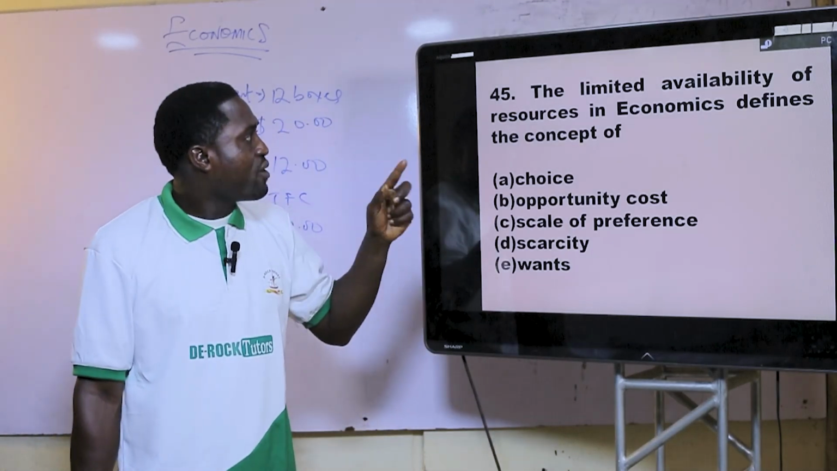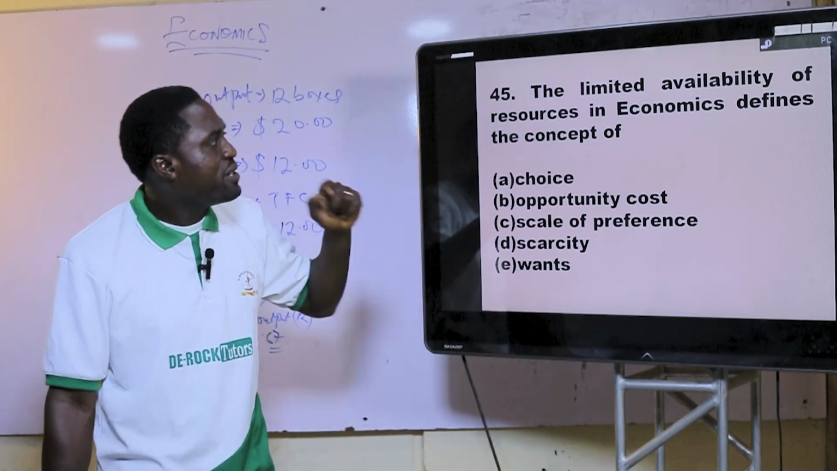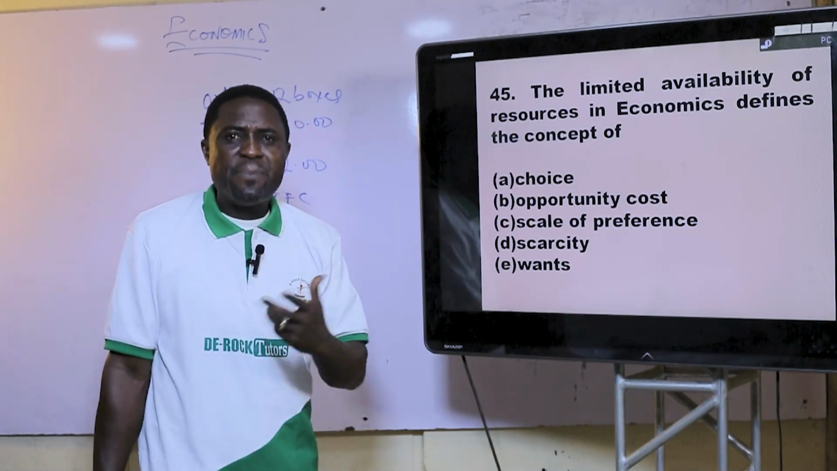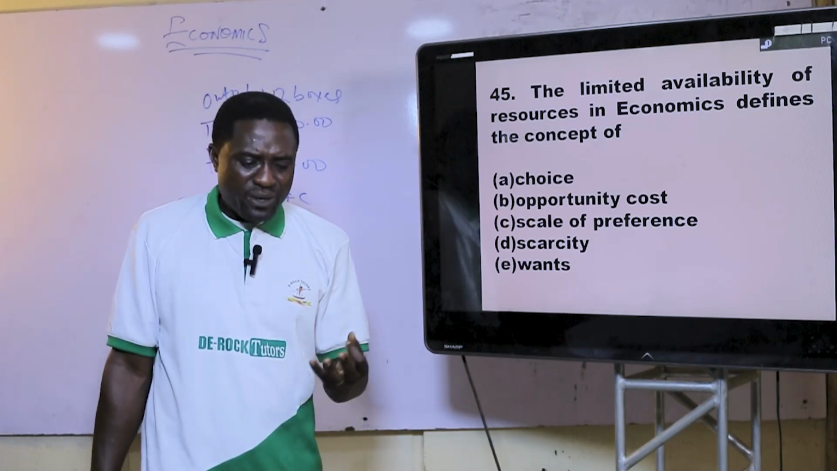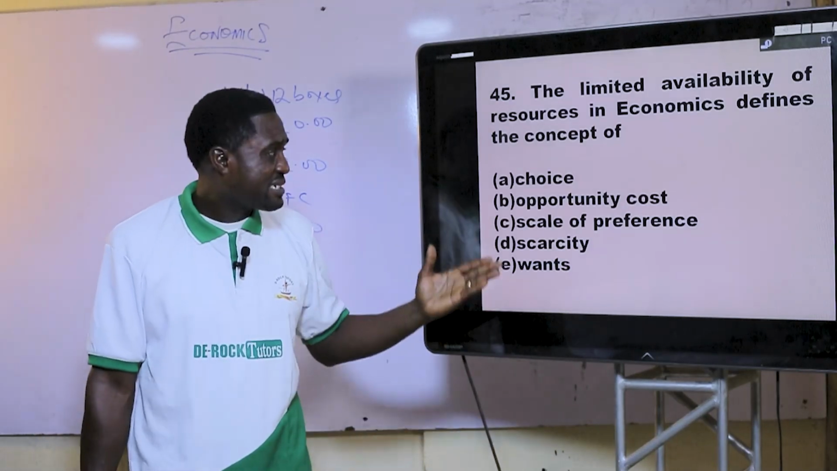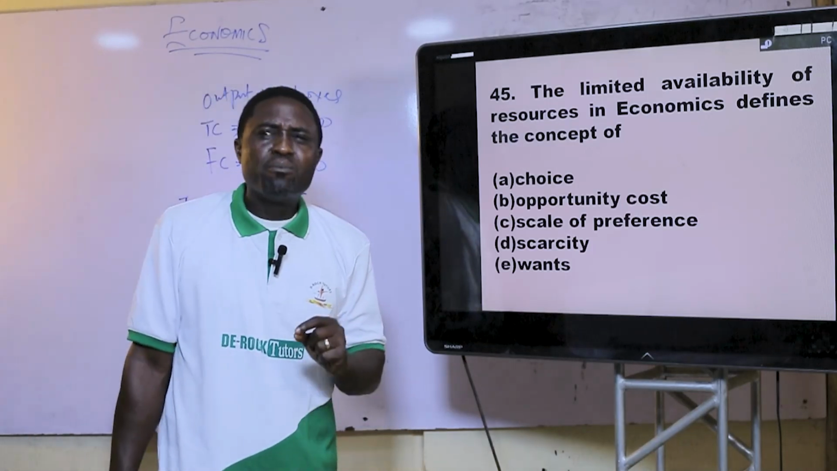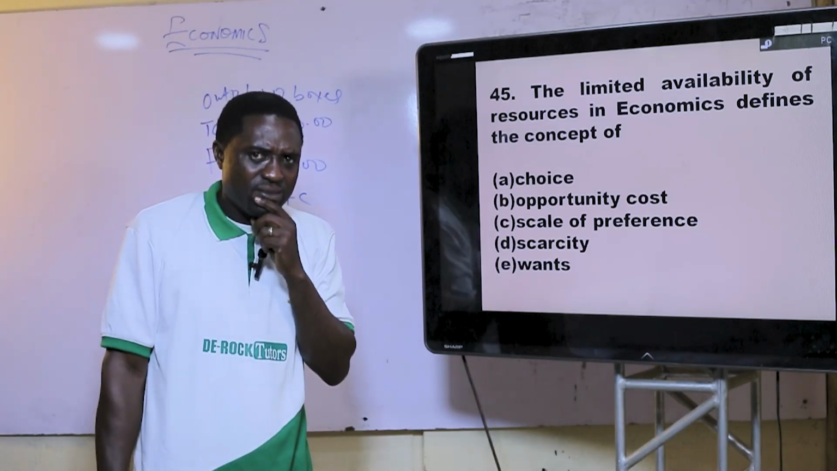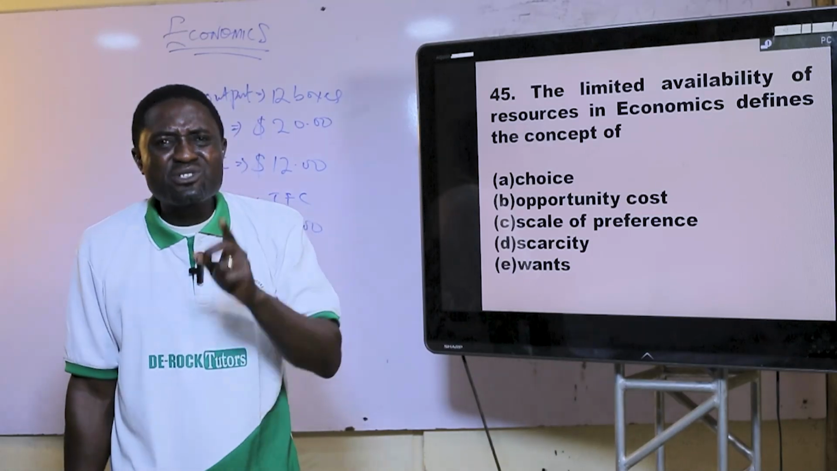The next question. The limited availability of resources in economics defines the concept of what? Of scarcity. Now, there are basic concepts of economics. We have opportunity cost, we have choice, we have scale of preference, we have which other? We have scarcity. You understand? Scarcity, opportunity cost, scale of preference, and want. These are the basic concepts of economics. But you must know that the reason why we study economics is because of scarcity. Your wants are unlimited, while the resources to satisfy them are what?